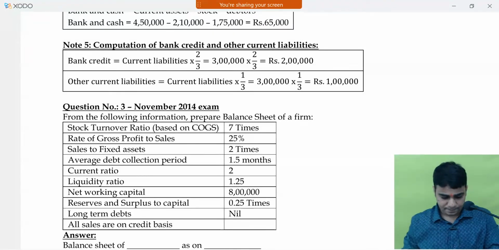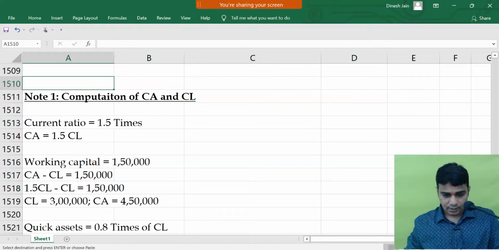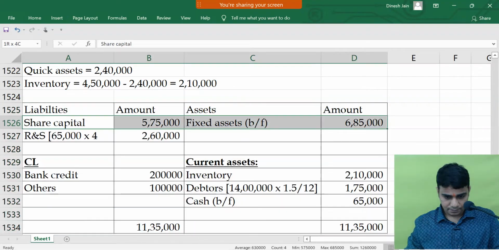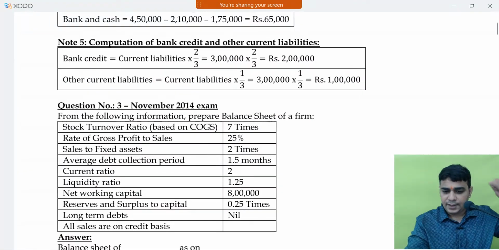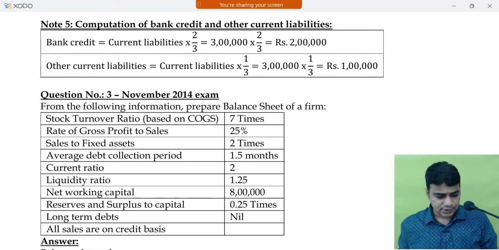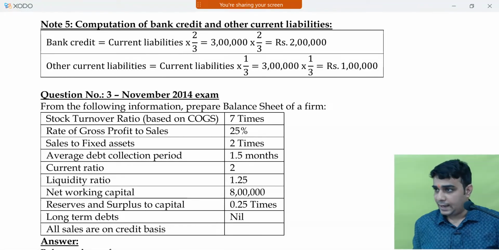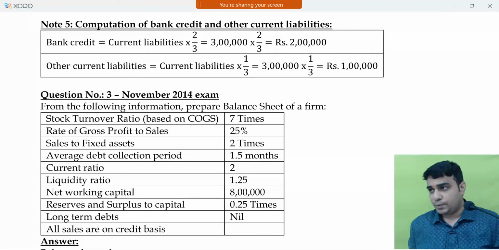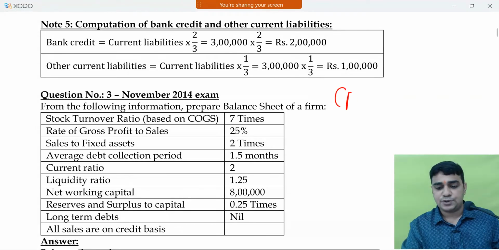Let's quickly do this. So if you see here, current ratio is 2 times. So current asset is equal to 2 times of current liability. I'm going to do a quick discussion. Some of the items I may not solve also. Current assets is equal to 2 times of current liability. Working capital, current asset minus current liability, is 8 lakh. Net 2CL minus CL will be 8 lakh. CL is going to be 8 lakh. CA is going to be 16 lakh. Current assets will be 16 lakh in this question.